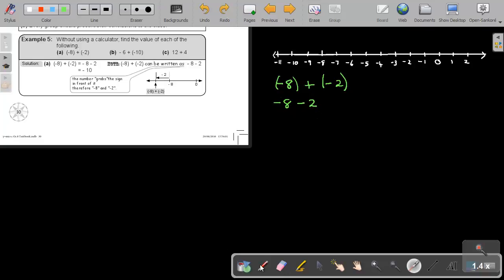So let's do it on a number line. We start at negative 8, and we move 2 units to the left, 1, 2. So my answer will be negative 10. Let's look at the next example.